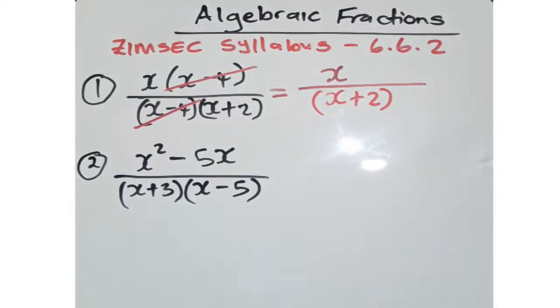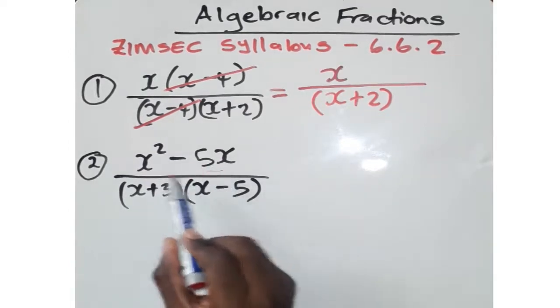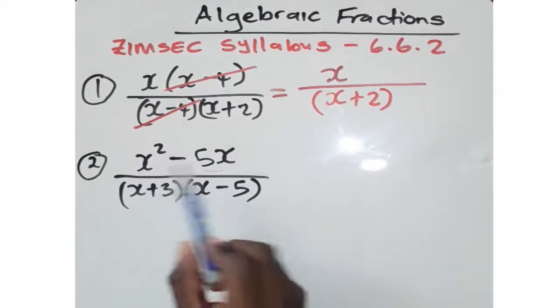The second one is a bit more complex, and this one requires us to factorize the numerator. We've got x squared minus 5x. So we have to factorize the numerator first. How do we factorize? We look again for the common factor. We have to find the common factor between these two terms. And the common factor here is x.